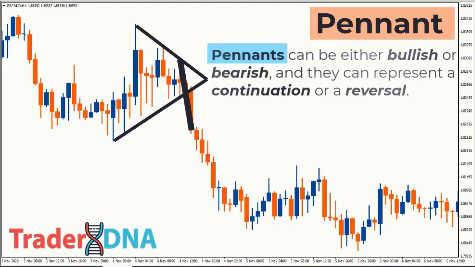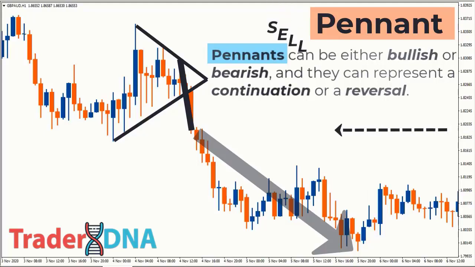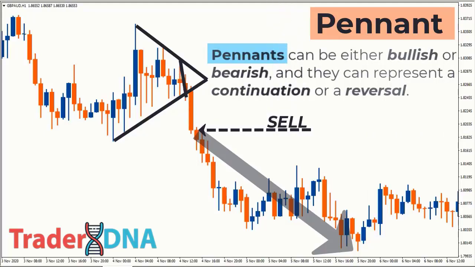The pennant, after a sharp move in price, indicates that there is likely to be a breakout and continuation in the direction of the initial move. A candlestick close below the pennant provides short entry point. In this example, the break was rather significant and added to the likelihood of a continued move to the downside.